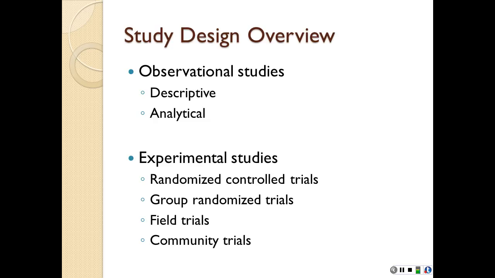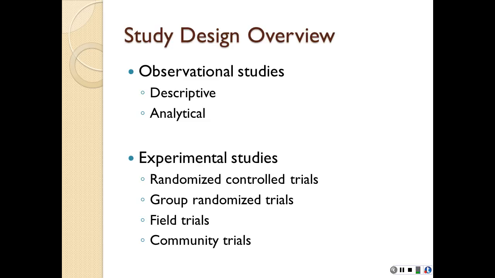Field trials use healthy individuals as opposed to sick individuals, generally speaking, and they generally are not taking place in the lab, they're taking place out in the world. Community trials, similar to field trials, are taking place out in the community. The distinction between these is not hugely important. You'll just see different people calling them different things.